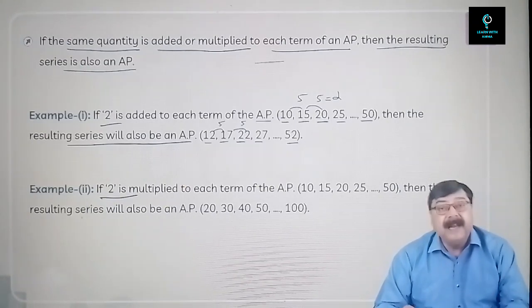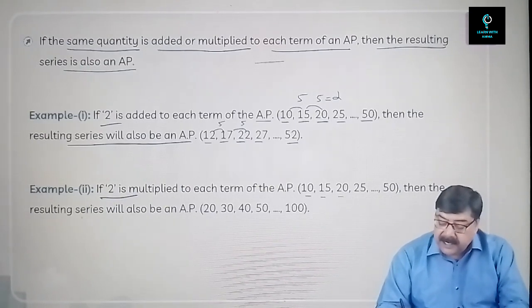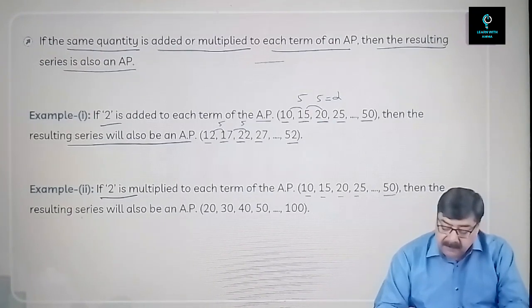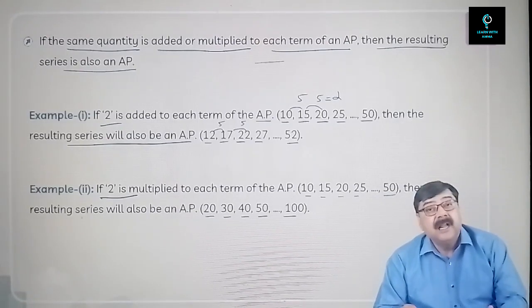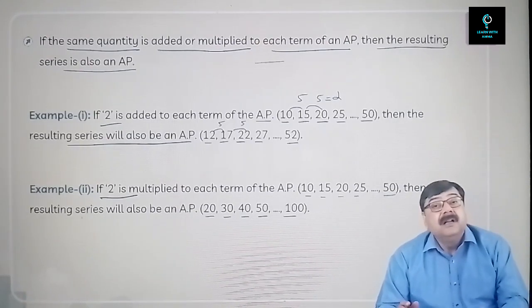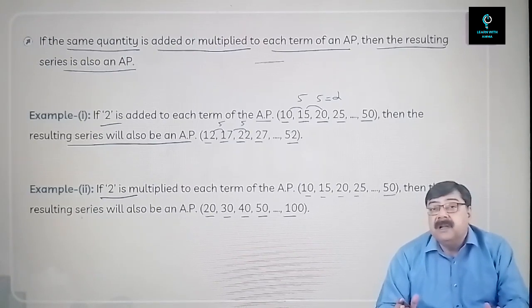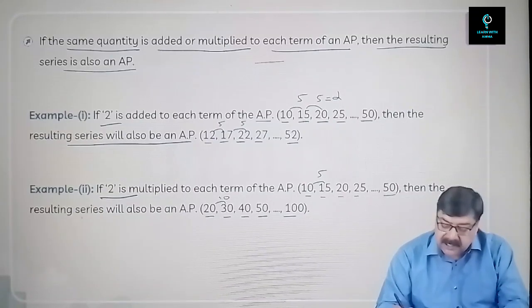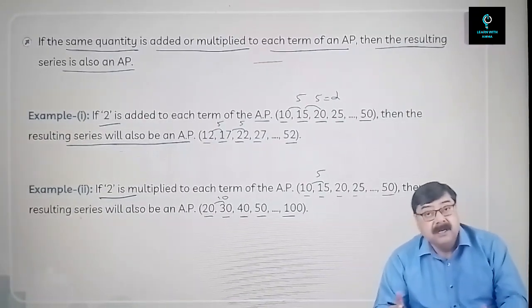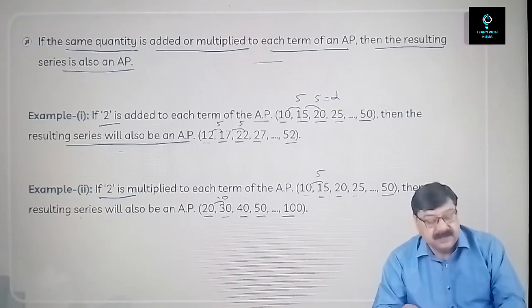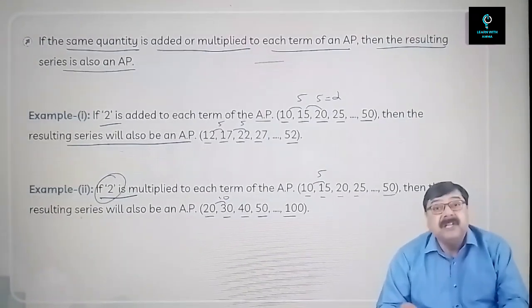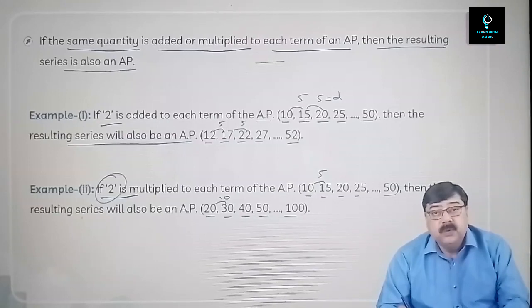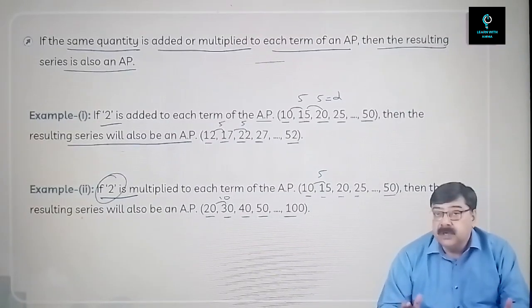Now, if 2 is multiplied to each term of the AP 10, 15, 20, 25 and so on till 50, then also the resulting AP, that is 20, 30, 40, 50 and 100, is still an arithmetic progression. However, the common difference would become different in each case. Here the common difference is 5, here the common difference is 10. That is double the previous common difference. Because we are multiplying each of the terms with 2, so the common difference also gets multiplied with 2.